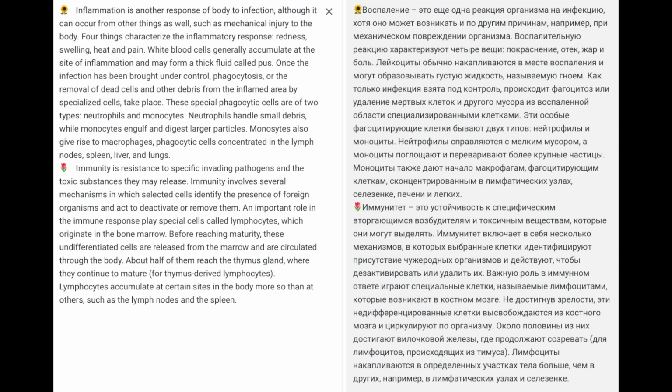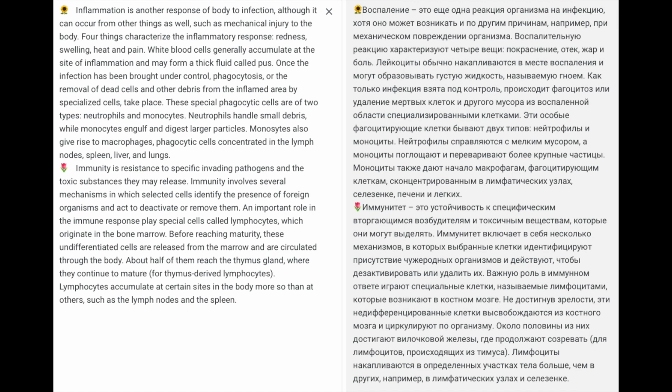Immunity is resistance to specific invading pathogens and the toxic substances they may release. Immunity involves several mechanisms in which selected cells identify the presence of foreign organisms and act to deactivate or remove them. An important role in the immune response is played by special cells called lymphocytes, which originate in the bone marrow.